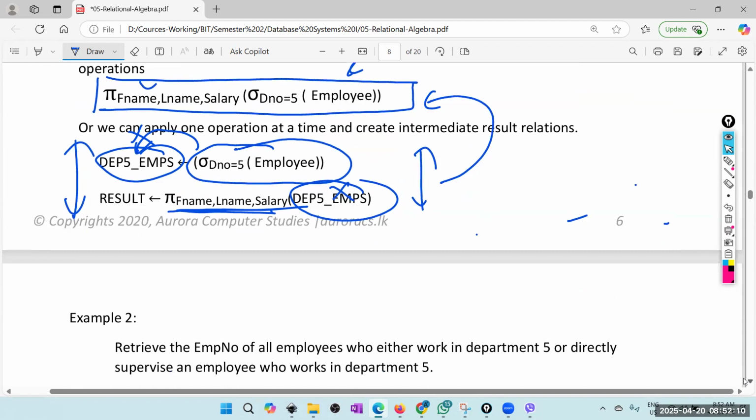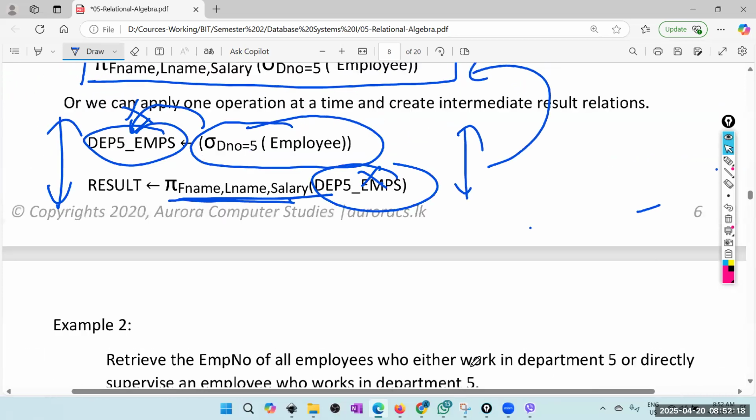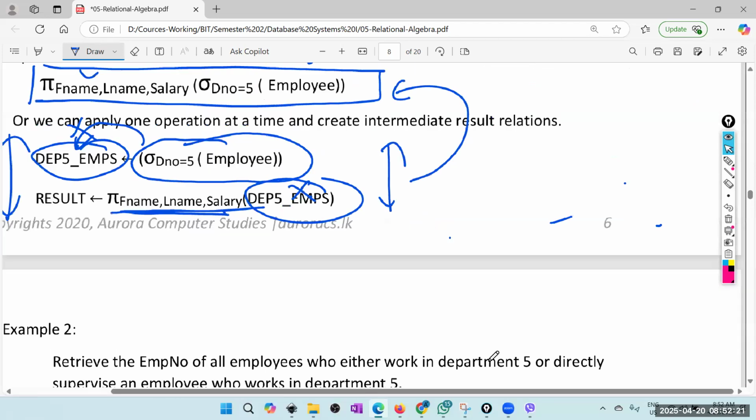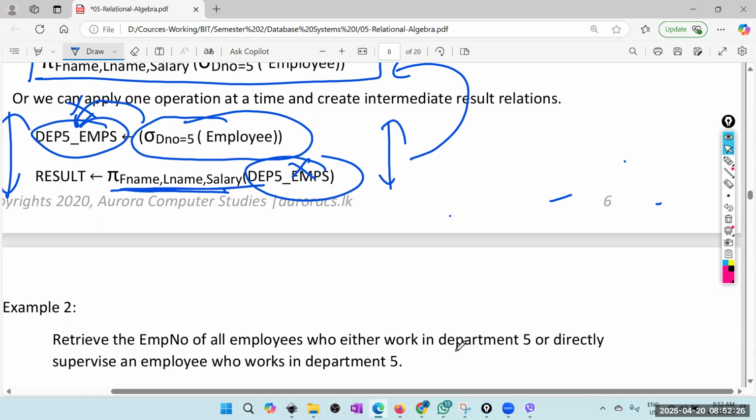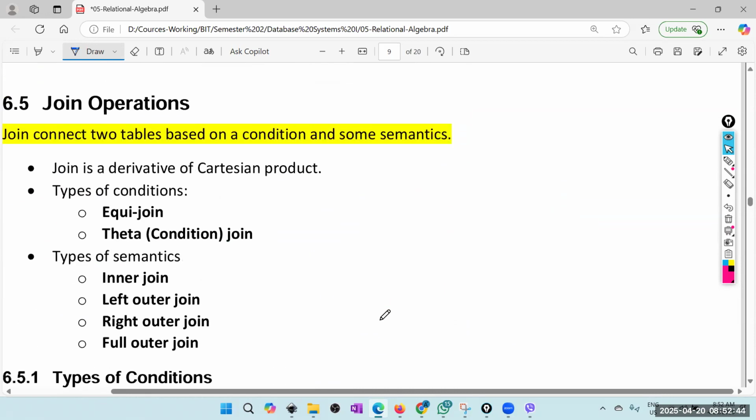So let's take another example. Retrieve the employee number of all employees who either work in department 5 or directly supervise an employee who works in department 5. Actually, this is a very difficult one. So let's skip that for the time being, because you will get a little bit confused if you're doing this for the first time. We will do this later, because it's a recursive one. Right, I will give you a different example.